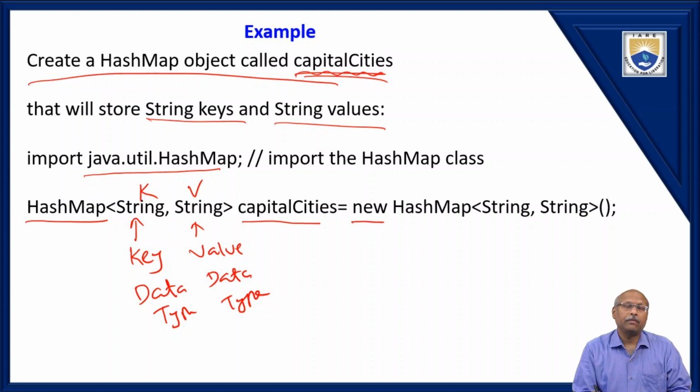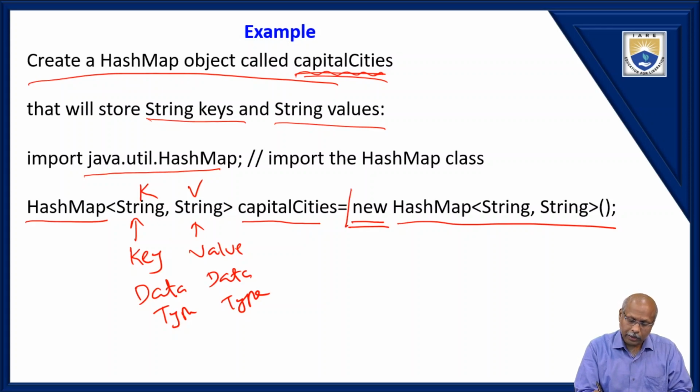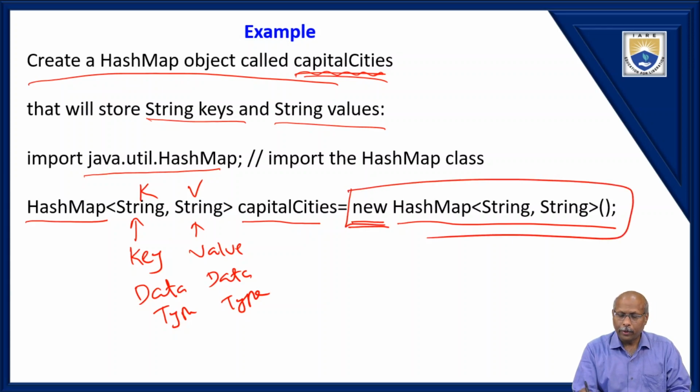And this is the way you are allocating memory. New, that is for allocating memory, and HashMap with string, this is my constructor. Once you use this statement, automatically memory will be allocated. In that memory you can store the data. What data? You can store key with value, multiple key values you can store.